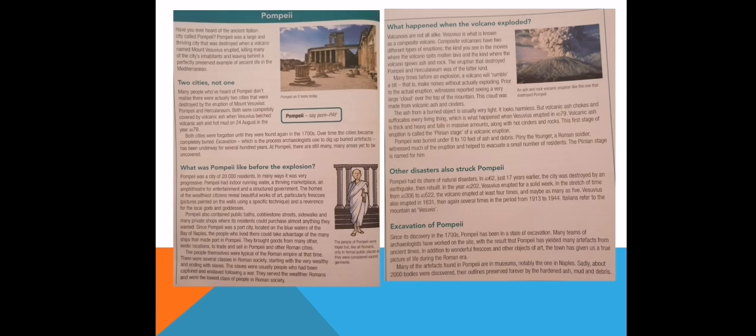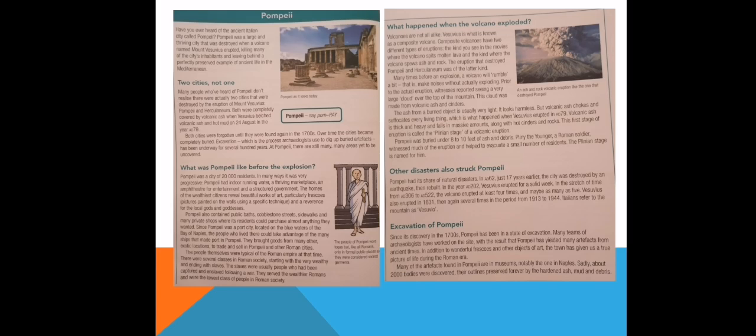Since Pompeii was a port city located on the blue waters of the Bay of Naples, the people who lived there could take advantage of the many ships that made port in Pompeii. They brought goods from many exotic locations to trade and sell in Pompeii and other Roman cities. The people themselves were typical of the Roman Empire at that time.